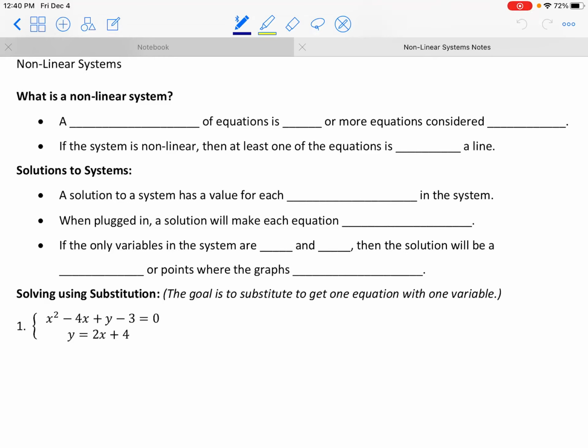Hello, and welcome to a lesson on nonlinear systems. A system, remember, is two or more equations that we're looking at the same time. If the system is nonlinear, it just means that at least one of the equations isn't a line.